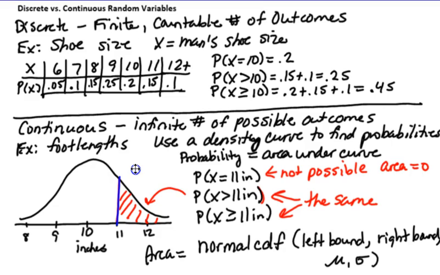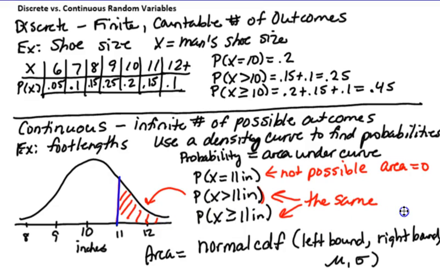I can find the probability that x is greater than 11 inches or x is greater than or equal to 11 inches, and those turn out to be exactly the same because both of them turn out to be the shaded area here. Whether or not I include the boundary line doesn't make any difference in the area that I calculate. So the only thing I can do is calculate area.